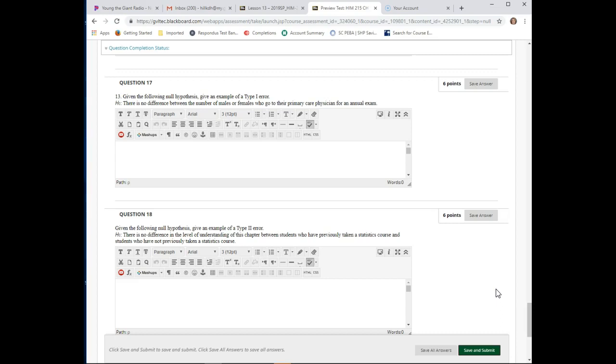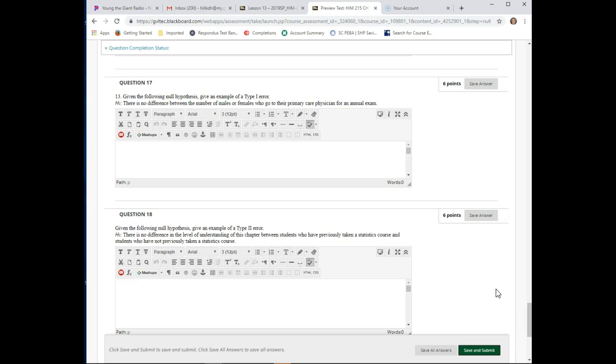Let me repeat myself. The answer would be a type 2 error would fail to reject the null hypothesis when in fact there is a difference in the level of understanding of this chapter between students who have previously taken a statistics course and those who have not. Okay. All right.